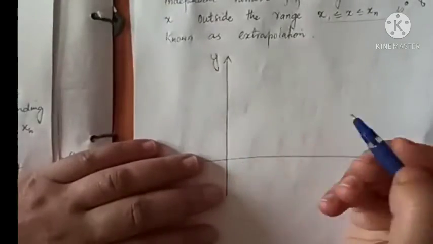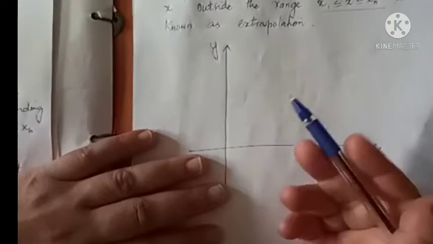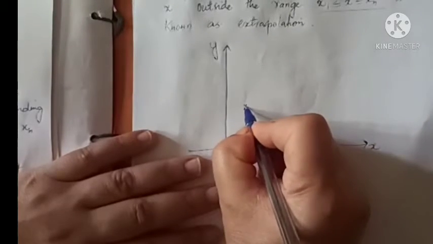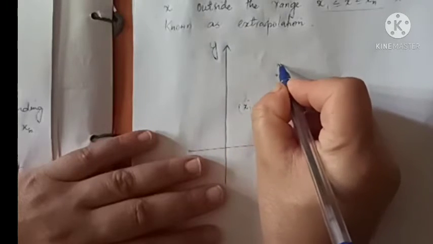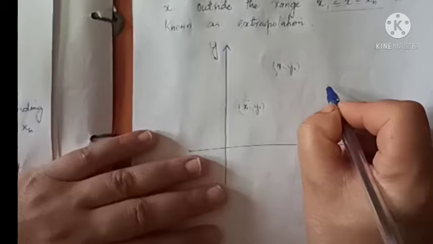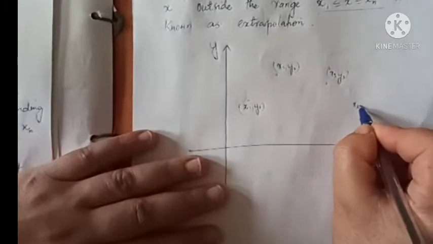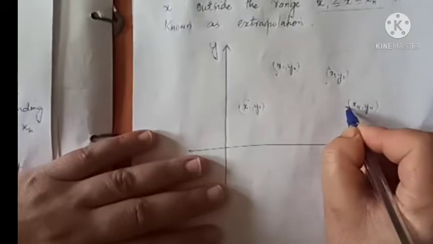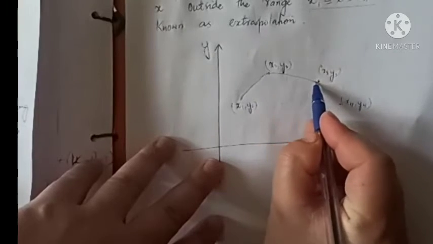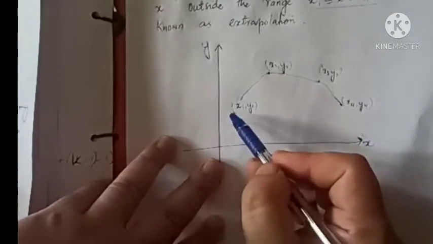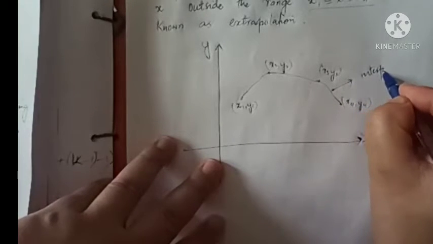Say for example I am having a few x values and y values. Here I have one point x1, y1, here a second point x2, y2, I am having x3, y3, and let me take one more point over here, x4, y4. Okay, if we join all these points, the curve that forms is called the interpolant.